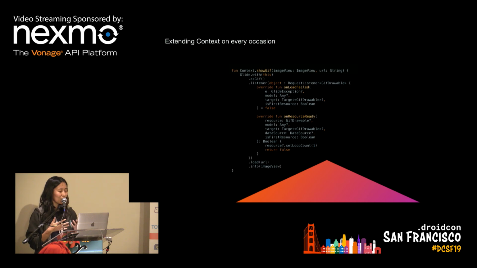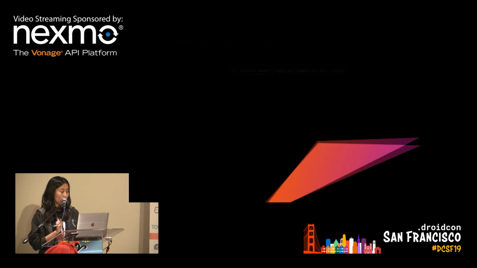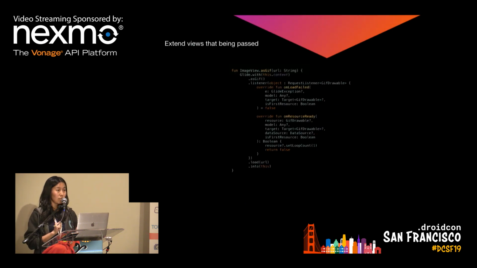I cringe every time I see this kind of code. From an Android perspective, everything at the end of the day is a context, right? All these major components extend ContextWrapper, which extends Context. But in reality, you can simplify: try to extend the view that you're passing to your extension function. If for some reason in your extension function you're passing views, it's better to extend that view instead of extending a context.